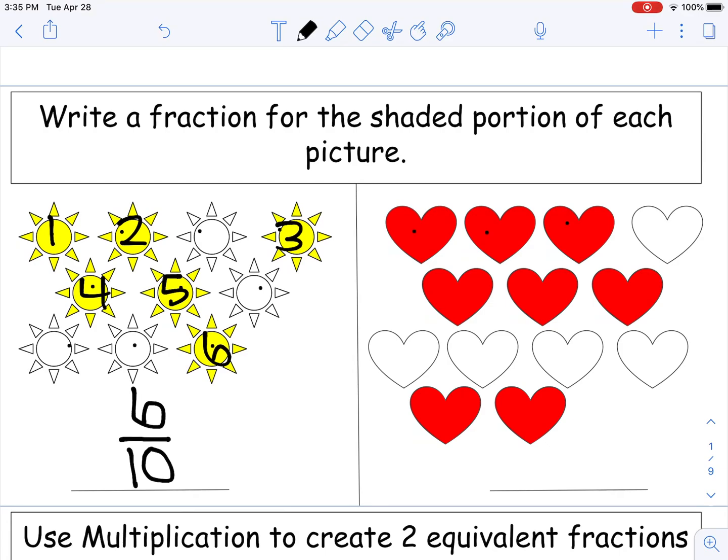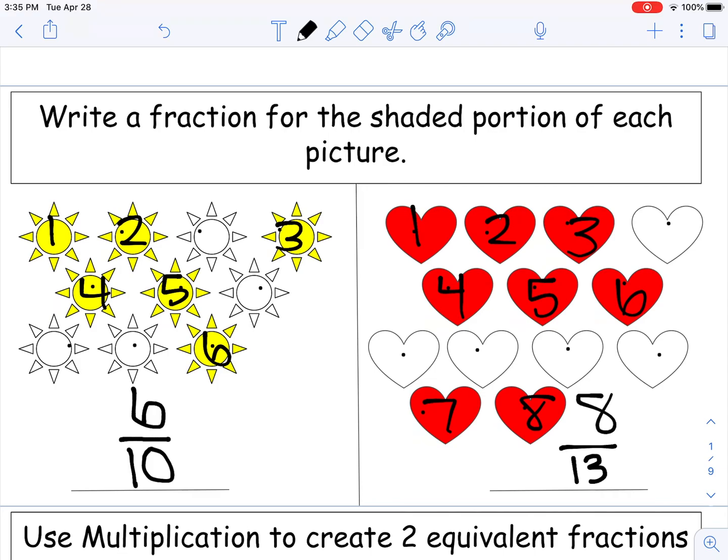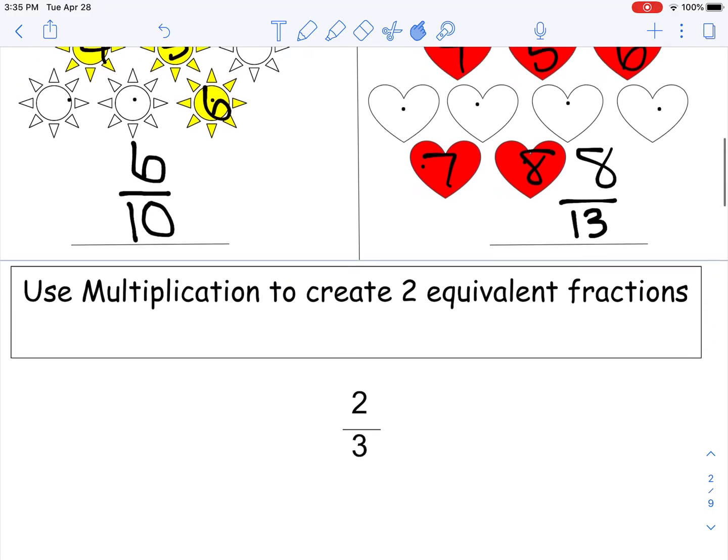All right, the hearts, we have 1, 2, 3, 4, 5, 6, 7, 8, 9, 10, 11, 12, 13 hearts, so that's my denominator, because remember, denominator is how many total parts you have. Numerator then is the specific part we're talking about, and we are talking about the ones that are shaded red. And I see there we have 1, 2, 3, 4, 5, 6, 7, 8 of them are red. So 8 out of 13, or 8/13 are red. So you'll be doing a couple of those today.